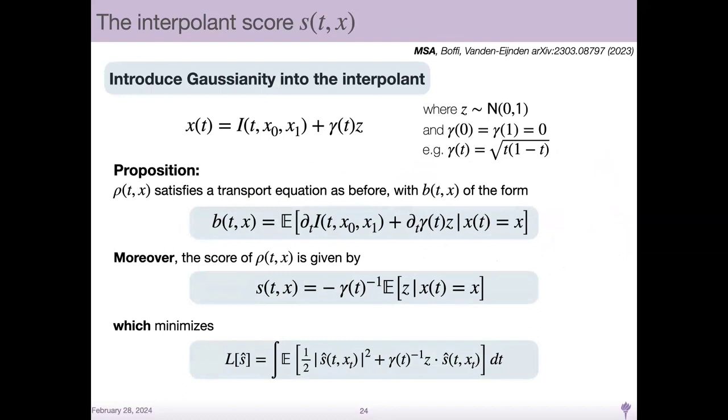The velocity field associated with this interpolant is also a time derivative of the interpolant. We now have this factor of gamma(t)z there. And importantly, what this allows us to do is write down the score for the time-dependent density. So if you want to connect this to score-based diffusion, this is sort of the handshake that you do. It also has a very simple regression loss.